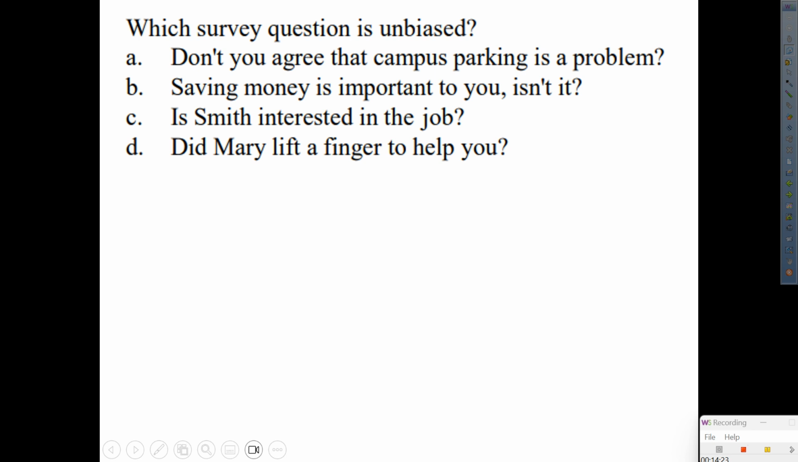Now this question, this problem should be aced by everyone. You guys are experts at manipulation, so here it goes. It says, which survey question is unbiased? Meaning, which question does not try to manipulate the person that you are saying it to? So tell your neighbor which one would it be, the one that is unbiased.